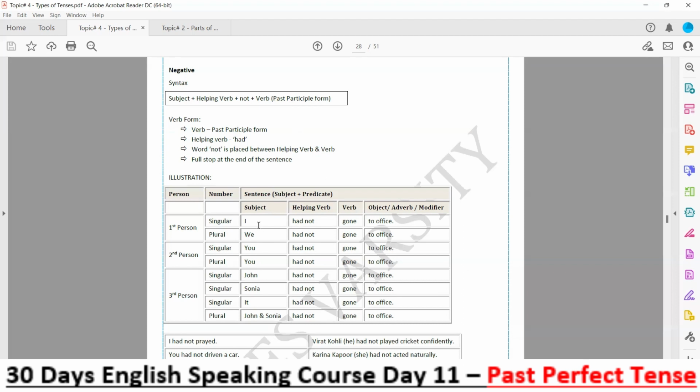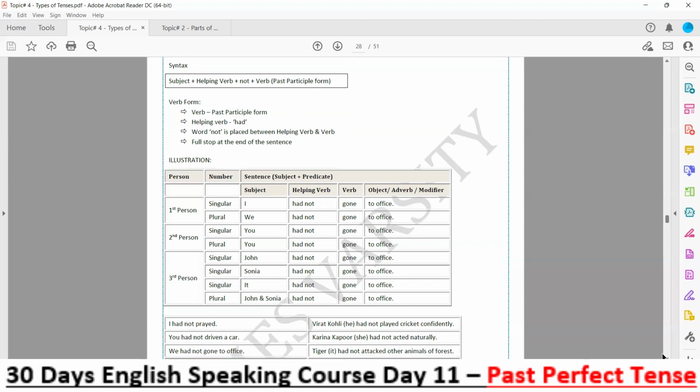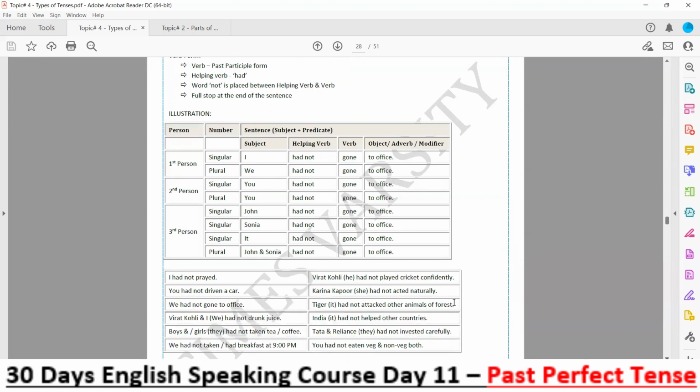For example, here I'm just adding the word not in an affirmative sentence. So it becomes negative. I had not gone to office. We had not gone to office. You know, all these ones. So similarly, if we talk about the last match, would anyone like to read this one, then translate?